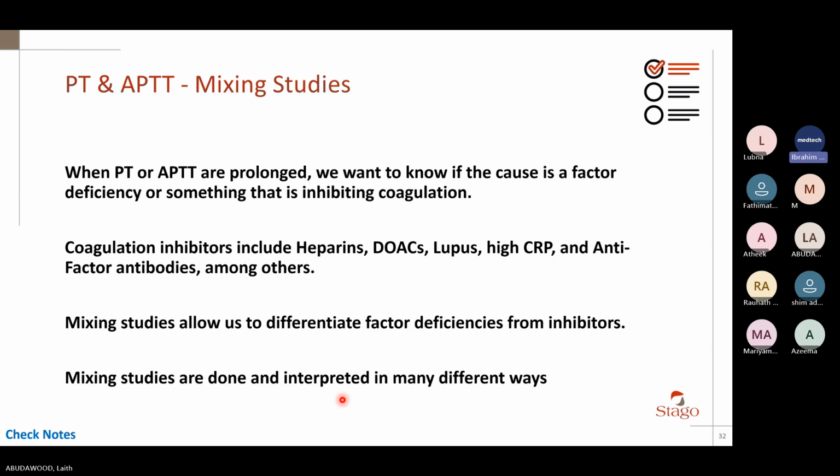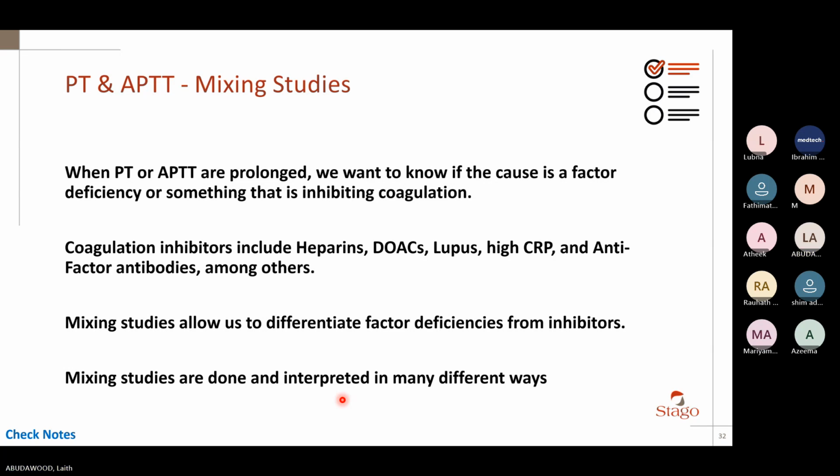Okay. Yep. Now, one last point. When I told you that mixing studies, when I run them, the results should go back to normal, then I say the mixing study is okay. We call this correction. So when I run a mixing study on the patient sample, and the clotting time of PT or APTT goes back to the normal range, we call this correction.